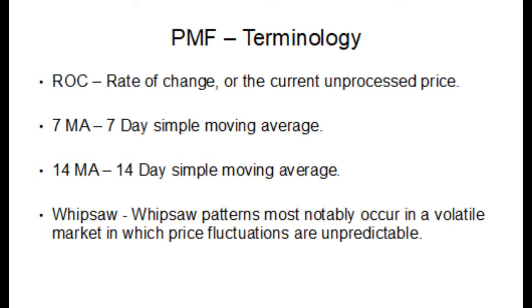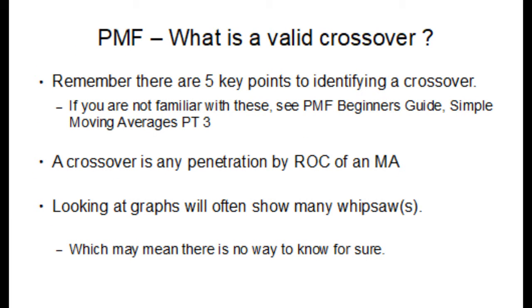A new one is the whipsaw. Whipsaw patterns most notably occur when it's a very volatile market, where price fluctuations are basically unpredictable. So what do we do? There are the 5 key points in identifying a crossover. To see the definitions of them, we'll see our moving averages part 3. A crossover is when there is a penetration of the rate of change of an MA.